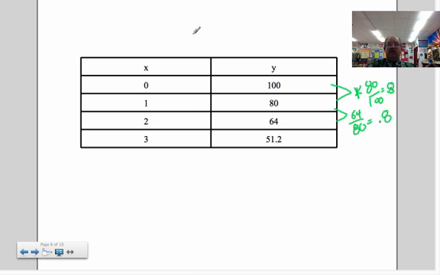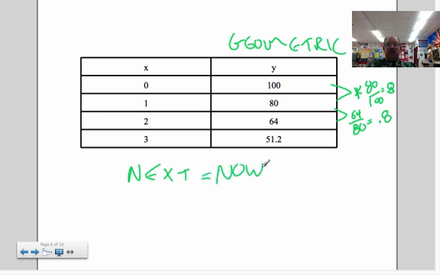So in this particular geometric sequence, geometric because we're multiplying, it's poorly written geometric, but you can figure it out, our constant multiplier, our ratio, is 0.8. So if I were to write a next now equation, it would look something like next equals now times 0.8, and we start at 100.